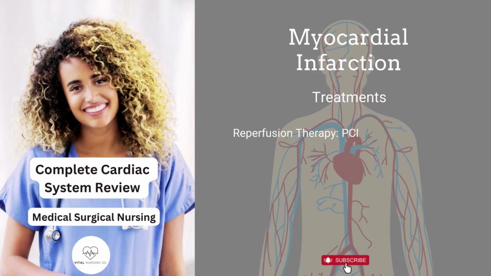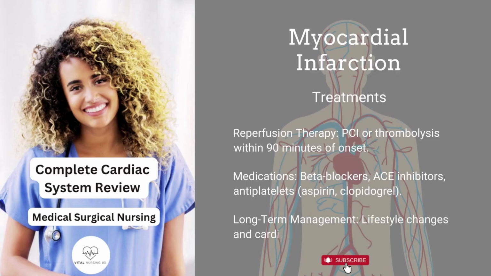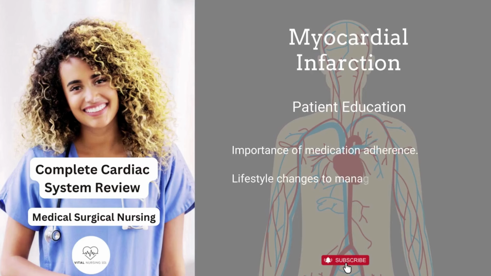Treatments are the following. Reperfusion therapy, PCI or thrombolysis within 90 minutes of onset. Medications, beta blockers, ACE inhibitors, antiplatelets like aspirin and clopidogrel. Long-term management, lifestyle changes, and cardiac rehabilitation. Patient education is the following. Teach the importance of medication adherence. Lifestyle changes to manage risk factors, such as cholesterol and smoking. Recognize early warning signs of recurrent myocardial infarction.